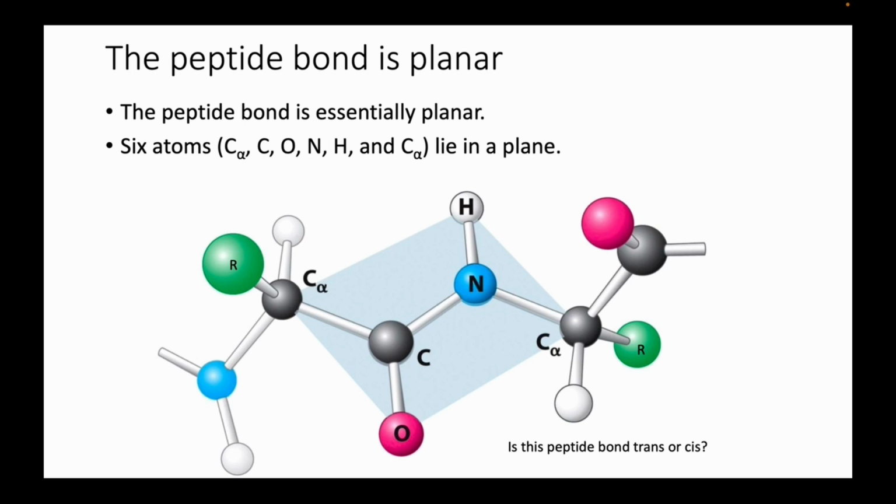And then just to practice, is this peptide bond trans or cis? This peptide bond is in trans because here's our alpha carbon. They're on opposite sides of the peptide bond.